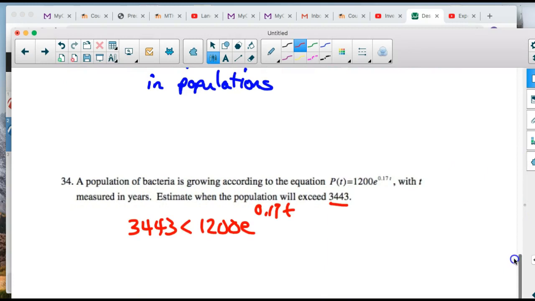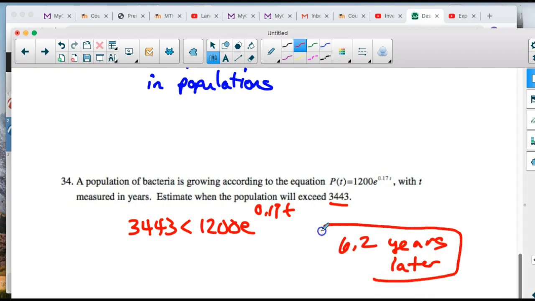So the answer here is 6.2 years later. Using Desmos to help me find that.